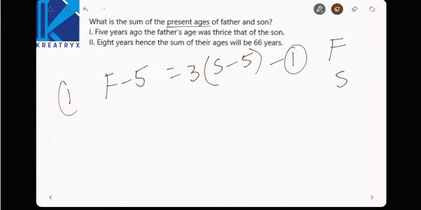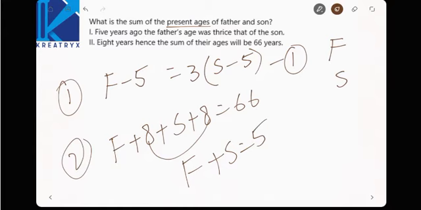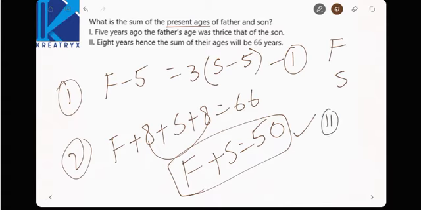This is the first statement. The second statement is here: f plus 8 hence means f plus 8 plus s plus 8 is equal to 66. 8 plus 8 is 16, so f plus s is equal to 66 minus 16, that is equal to 50. Can you get the sum? Yes, you are getting the sum from the second statement alone. So answer must be what? 2. Right? See the next one.